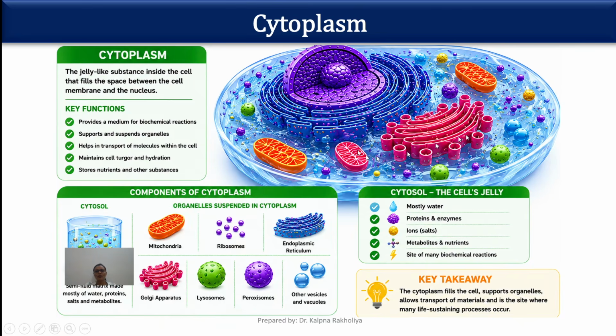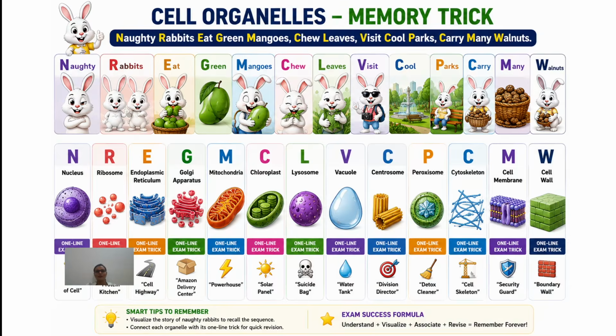So all organelles are present in the cytoplasm. What is the function of this structure? It provides the medium for biochemical reactions, and supports and suspends different organelles in it. It helps in the transport of molecules within the cell. It maintains turgor and hydration, and stores nutrients and other substances. So this is the whole thing about the cytoplasm.